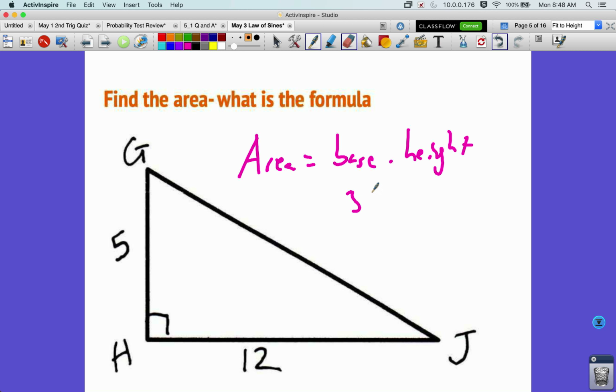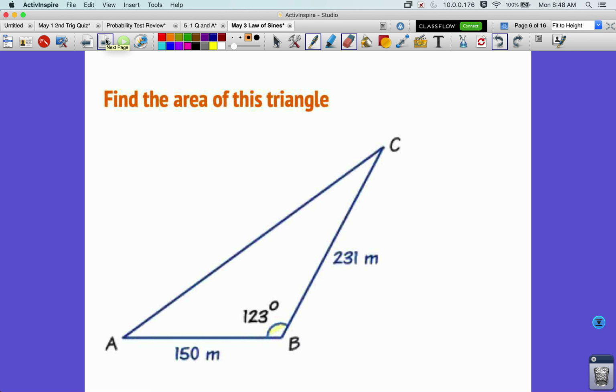And this one would be 5 times 12, or 60 units squared. All right, easy enough. What about a non-right triangle like this where we don't know the height? What is the area of this triangle? Again, I encourage you to pause the video here and try to find this one on your own. At least sketch the diagram.